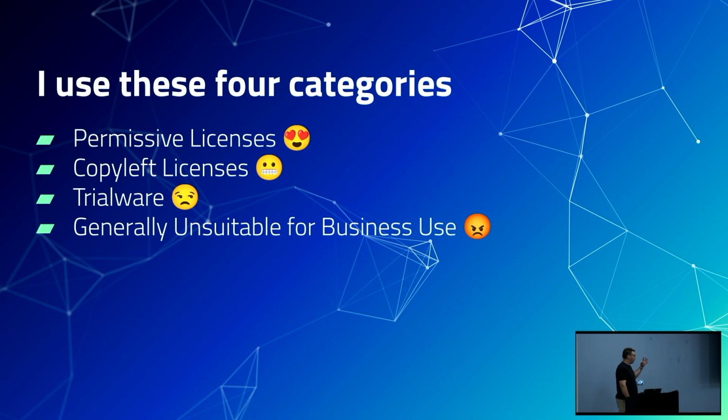There are 4 categories of licenses that I kind of put everything into as part of this discussion. You've got your permissive licenses. Everybody loves those, hence the giant lovey face. You have your copyleft licenses, which is where it gets interesting. You have trialware, and then you have generally unsuitable for business use licenses. So what does this mean?